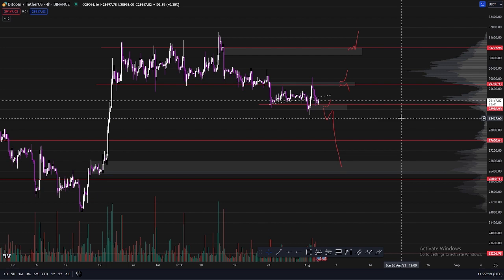We want to flip 29.8. Once we flip 29.8, we can go and retest the higher boundaries of the previous range at 31.2. Ultimately, see if we can flip this order block, flip this level at 31.2 for new highs. That's it. It's a pretty simple chart, like what needs to happen for bulls, what needs to happen for bears.